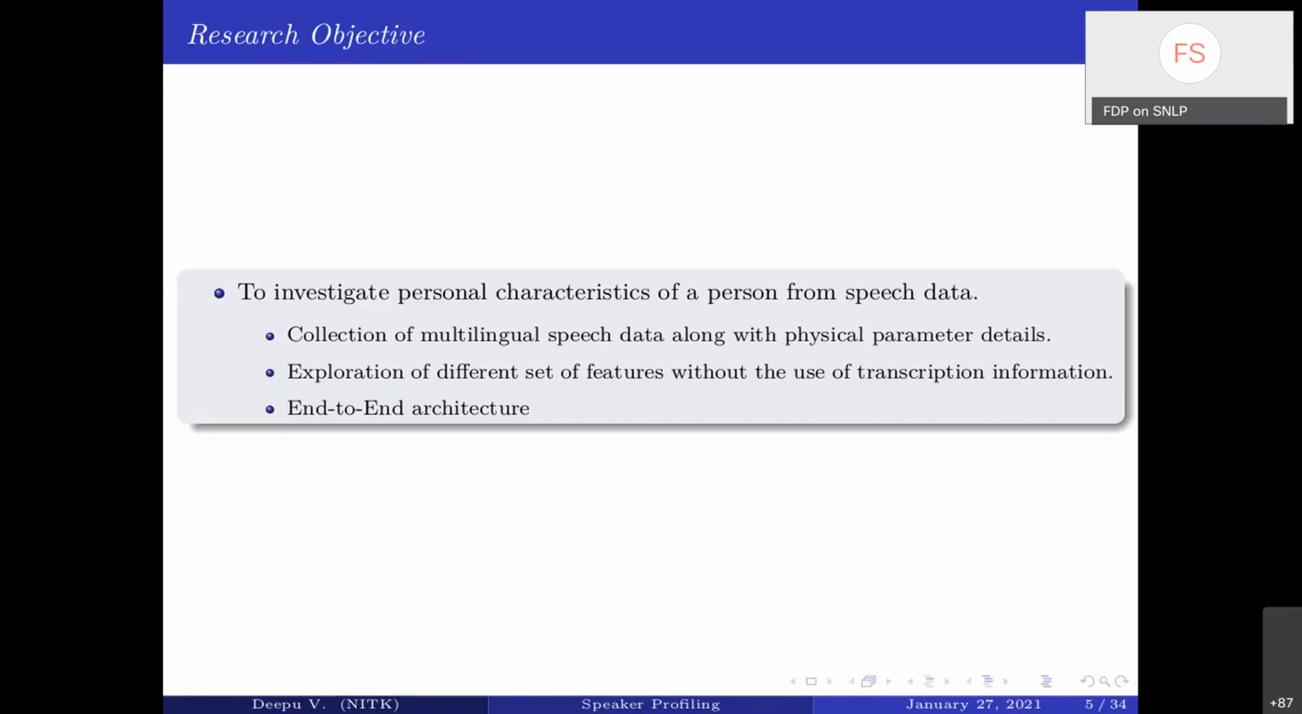This is not practical. So we wanted to explore a set of features that does not restrict the text content. And we wanted to integrate all of them together into one point. So this was mainly our focus when we actually started this particular project.